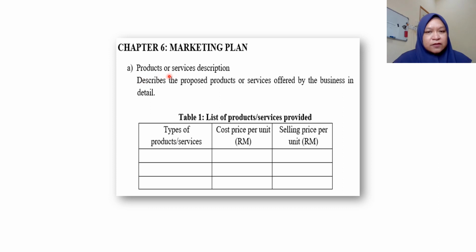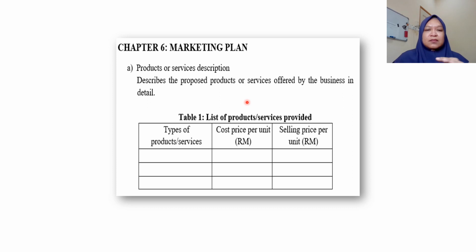Products or service description. First you need to describe the proposed product or services offered by the business in detail. I mean that you have to do it in writing, maybe one paragraph or two paragraphs, explaining your product or your services, so that when the reviewer or reader reads your product description, we know what the product or the services that you sell are.